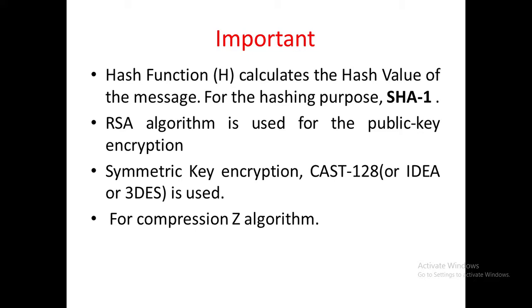Now this is one important point: we use SHA-1, which is famous for creating the message digest, and the RSA algorithm for public key encryption. For the symmetric key, we use the CAST-128 algorithm, and for compression we use the ZIP algorithm. By these different secure algorithms we have made PGP more confidential as well as secure for email transmission.